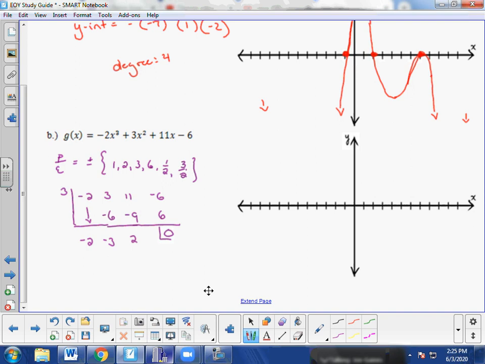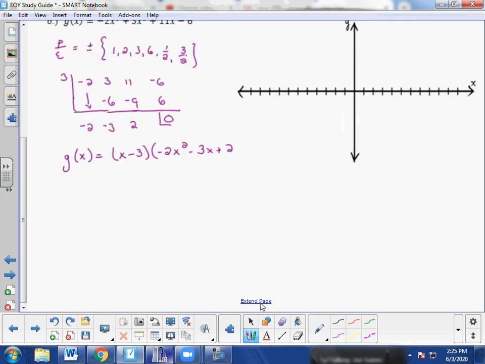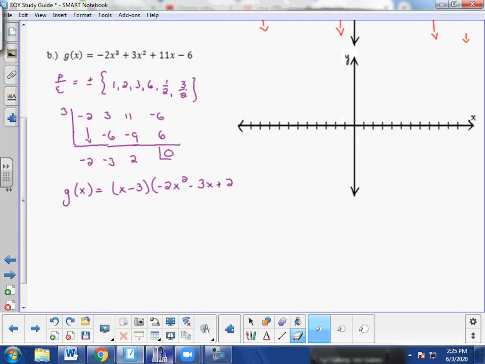So that means that, again, this is not the only way you could possibly do this, you did not have to choose 3 first, but if you did choose 3 first, you see that g of x is factored into x minus 3 and negative 2x squared minus 3x plus 2. I'm actually going to factor a negative out of this second set of parentheses because that's probably going to make it a little bit easier to factor.